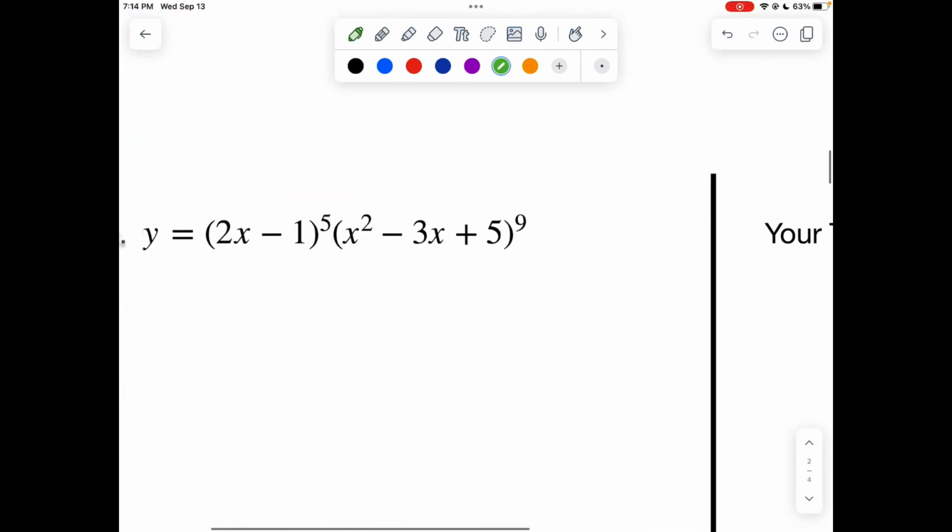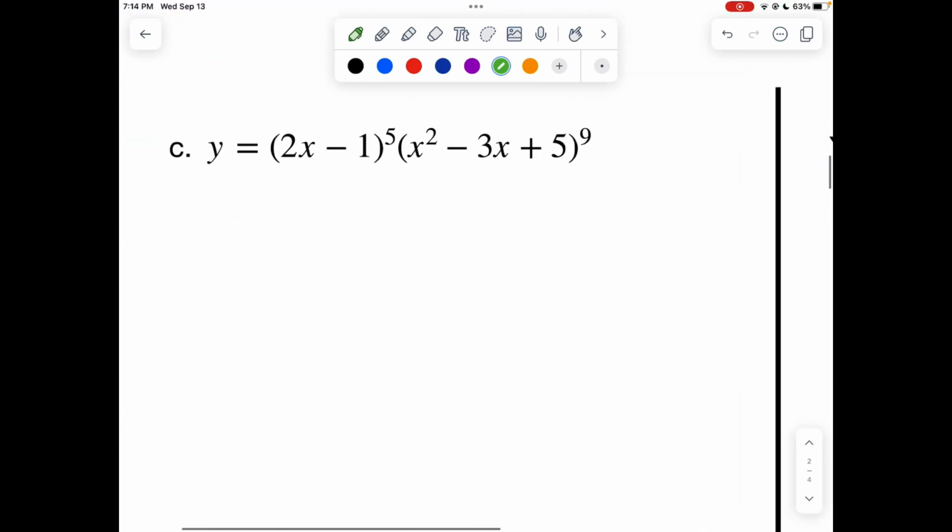Now, we will also combine all the other differentiation rules with the chain rule. So in this problem, we have (2x minus 1) to the 5th power times (x squared minus 3x plus 5) to the 9th power. So we have a product rule, two polynomials multiplied together, but we also have two chain rules, because 2x minus 1 is the inside of the first term, and x squared minus 3x plus 5 is the inside function of the 9th power term. So we're going to have to do the chain rule twice in this problem in addition to the product rule.